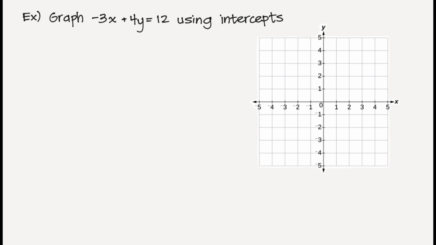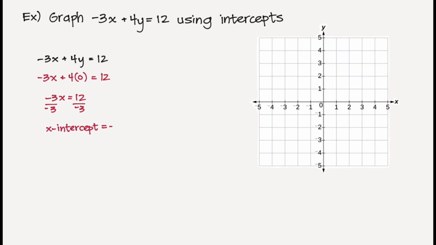Okay, so let's do this one more time, and then we'll be done. Our equation is negative 3x plus 4y is equal to 12. So again, let's start by finding the x-intercept. Let's replace the y variable with the number 0. So I'm left with negative 3x is equal to 12. Divide both sides by negative 3, and x is equal to negative 4. So that's the x-intercept, which means on the x-axis, I'm going to put a dot at negative 4.